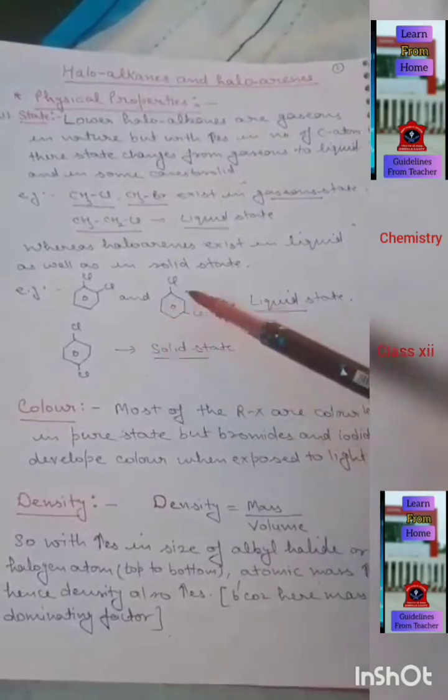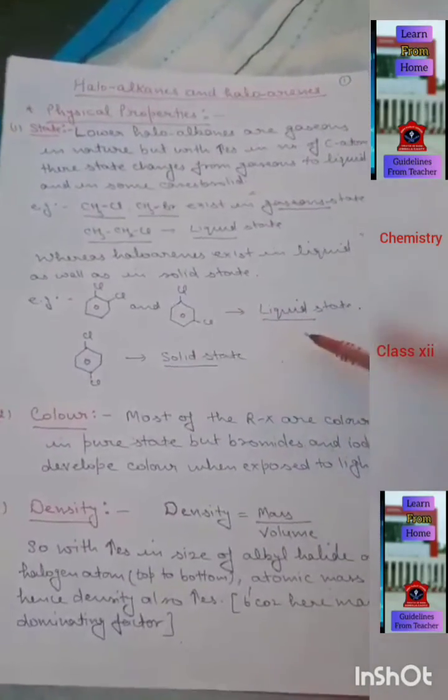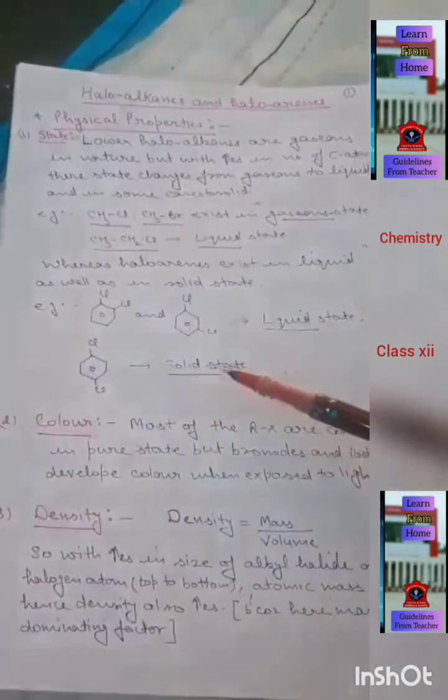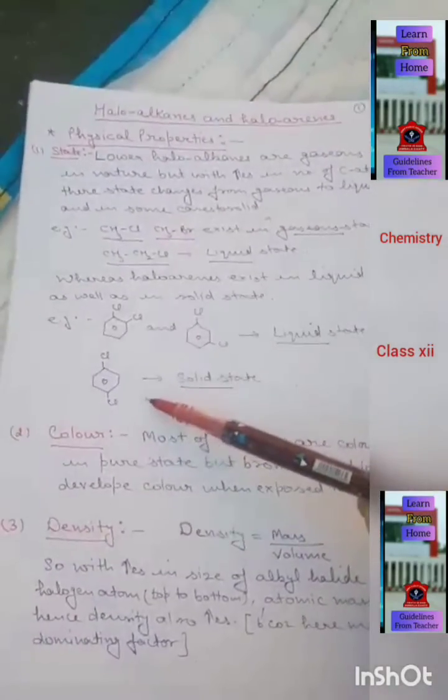We have another example: 1,2-dichlorobenzene and 1,3-dichlorobenzene exist in liquid state, and 1,4-dichlorobenzene exists in solid state. It is an important compound.